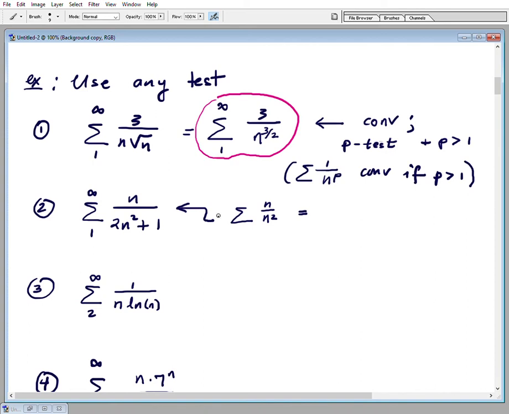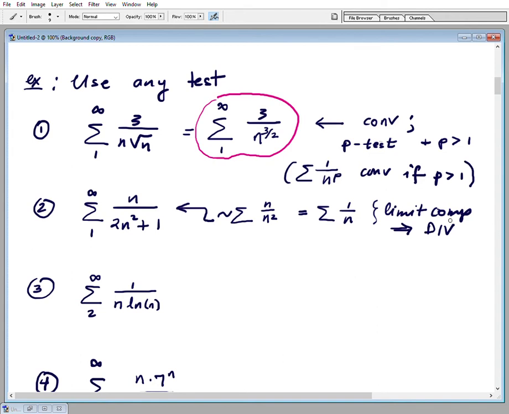So I'm going to write similar to. So you can do a limit comparison, and since this diverges by the p-test, you would get divergence. All right.